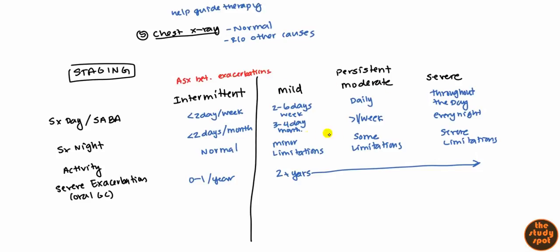So there is sometimes overlap. They might have more night symptoms and less day symptoms. What you tend to do is you go with whatever's the worst. That's the category you belong in. So that's how you deal with that.